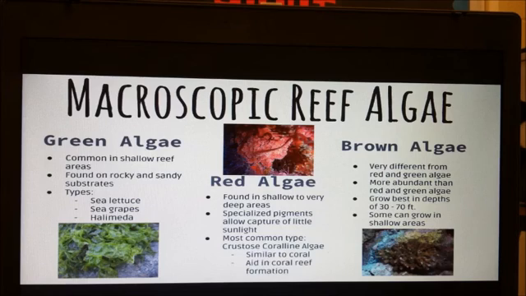Green algae grows mainly in shallow reef areas where rocks and sand substrates are available to attach to and grow on. Some different types are sea lettuce, pictured below, sea grapes, and halimeda.